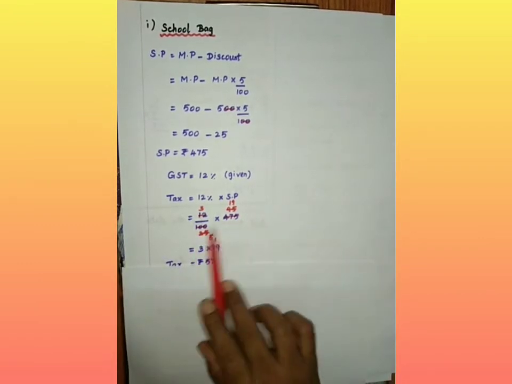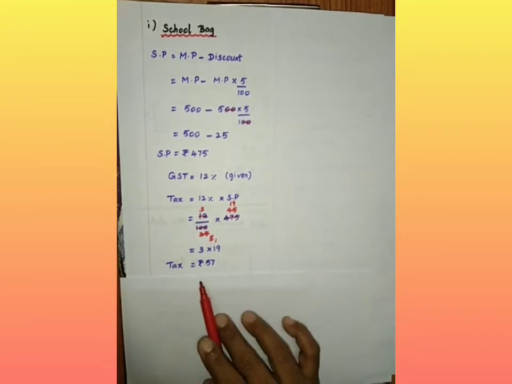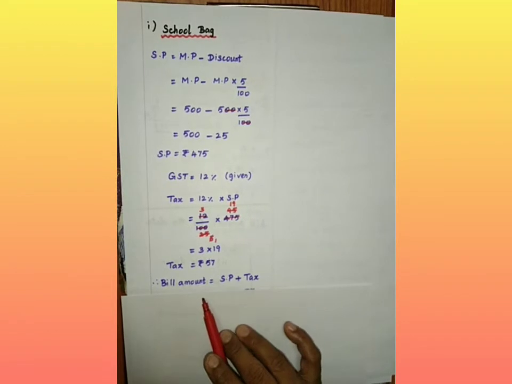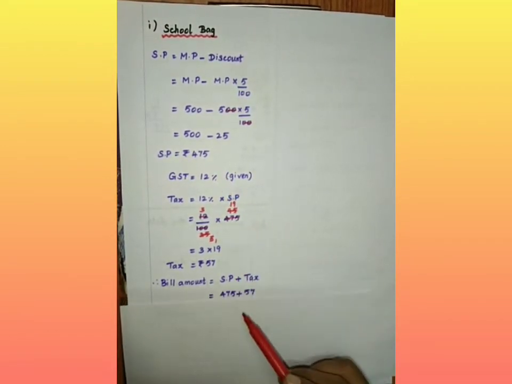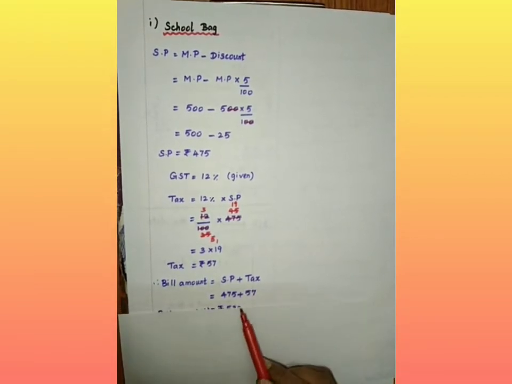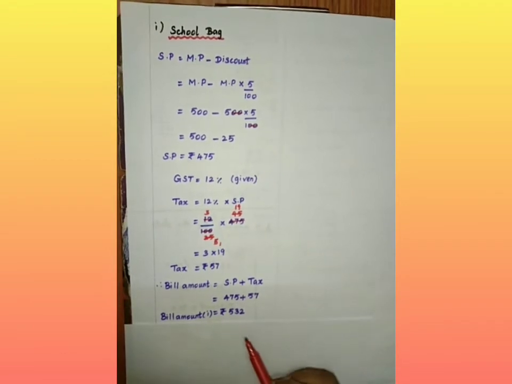Then we can multiply the numerator 3 into 19. Therefore, tax is rupees 57. Now we can find the bill amount for the first item. Selling price plus tax. Selling price we have found is 475, plus tax is 57. When you are adding, you get the bill amount for the first item as rupees 532.